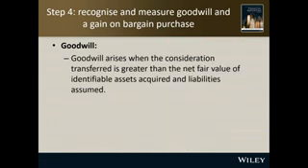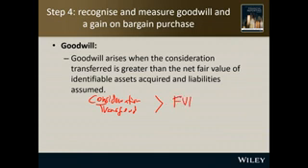So goodwill arises when consideration transferred is greater than the net fair value of identifiable assets acquired and liabilities assumed. Net asset means asset minus liability. Rather than saying fair value of identifiable assets acquired and liabilities assumed, normally I use the term fair value of identifiable net assets. So you have goodwill here.